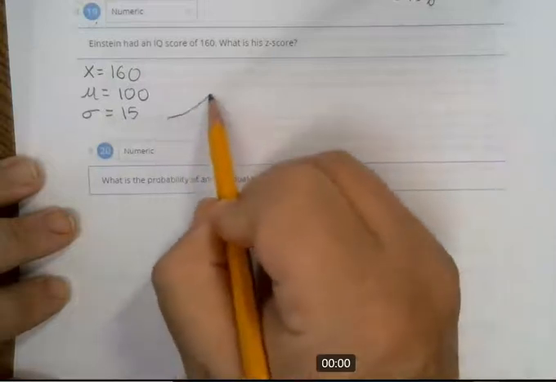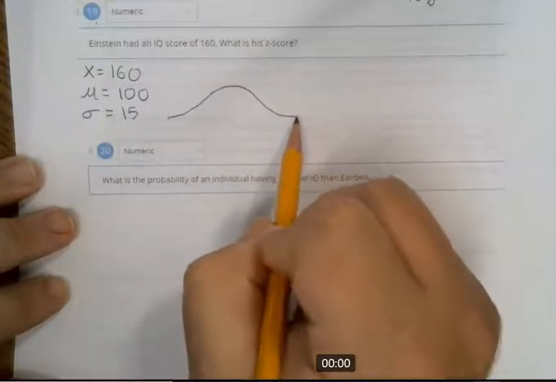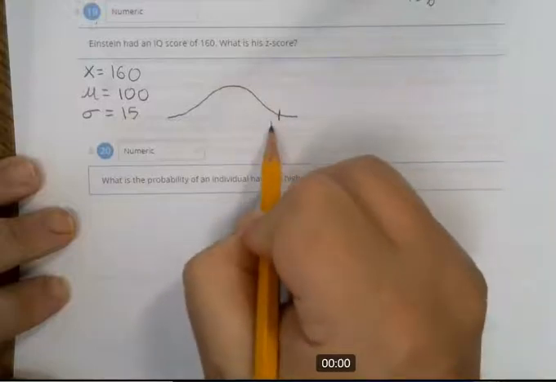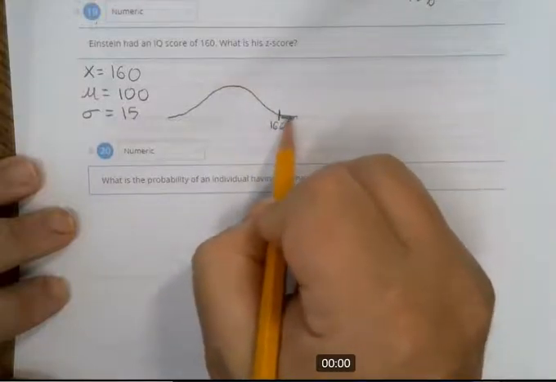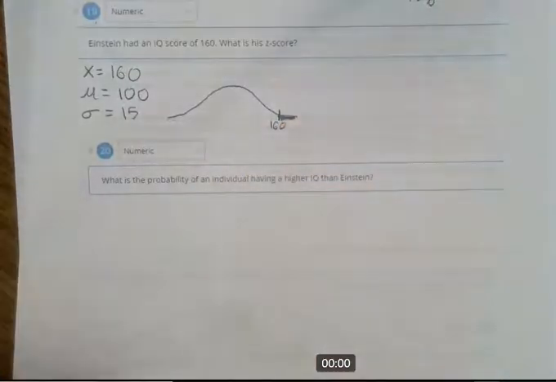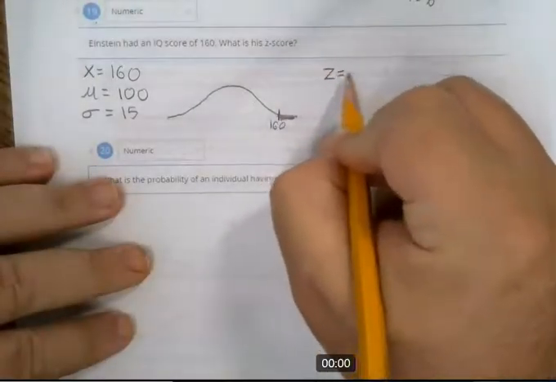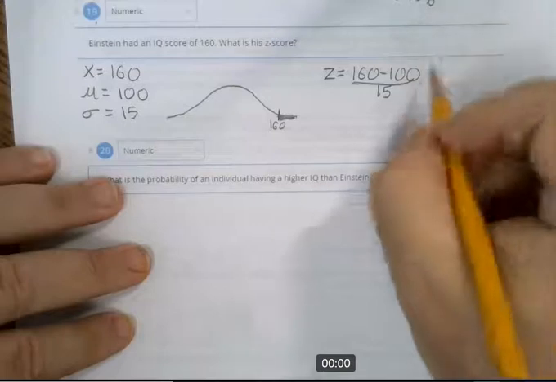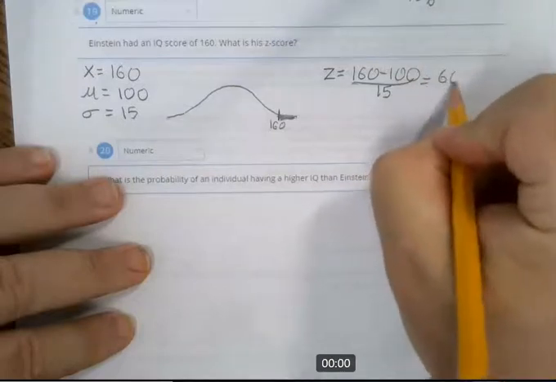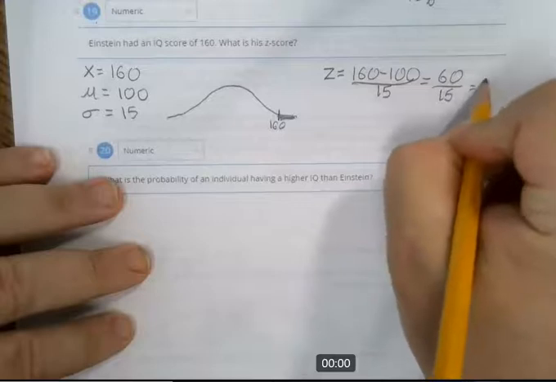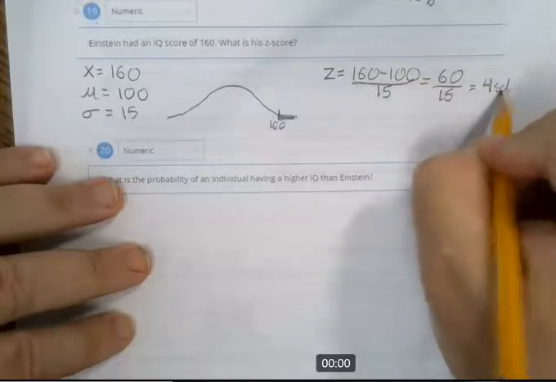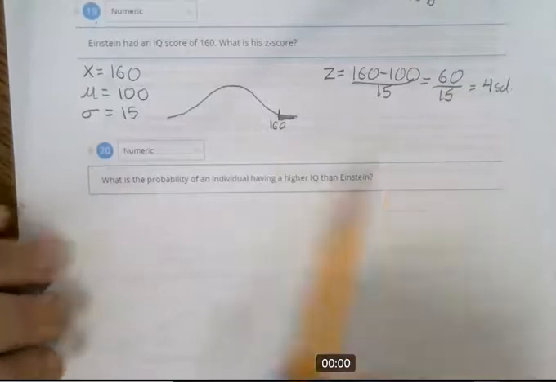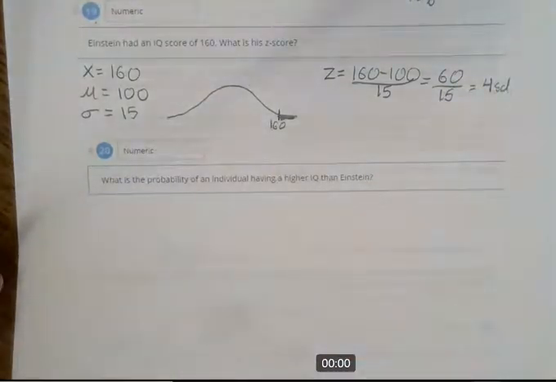I would like you to draw a little normal graph, just sketch one, just so you know what we're talking about. So here's 160 way up here. And what we want is that little area right there, okay? Pretty much similar to the last problem, except there's going to be a lot fewer people. Okay, so his z-score is... so his IQ is 4 standard deviations above the mean. Let's just go and see what percent of people have that IQ.